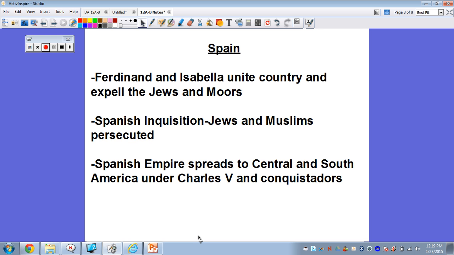And then lastly, in Spain, we're going to have Ferdinand and Isabella unite the country and expel the Jews and the Moors. Under Ferdinand and Isabella, we're also going to have the Spanish Inquisition, a time period where Jews and Muslims were persecuted and tortured and forced to convert to Catholicism. After Ferdinand and Isabella, Charles V is going to come into the throne, and the Spanish Empire under Charles V will spread to Central and South America and grow massive and extremely wealthy there.